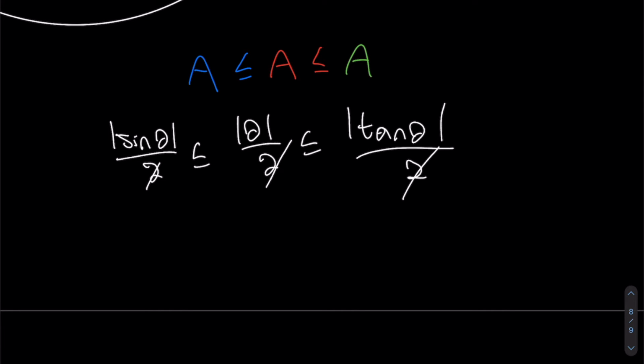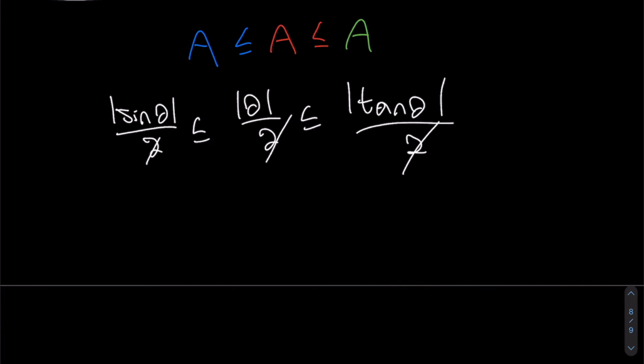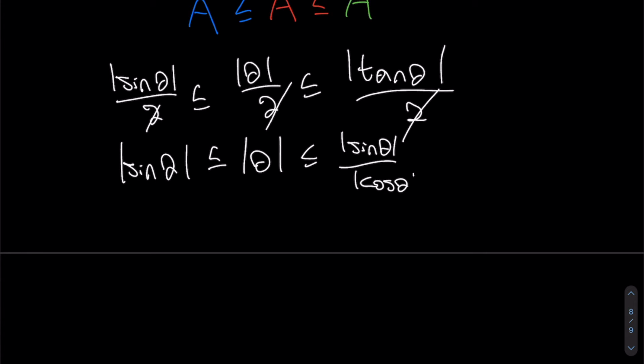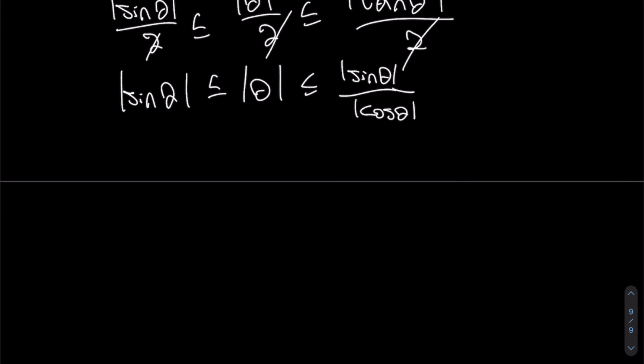Now I'm going to multiply everything by 2 to get rid of those twos. And I'm going to rewrite tan theta in terms of sine theta and cos theta. Now I'm going to divide everything by sine theta.